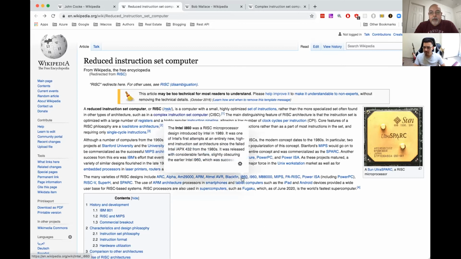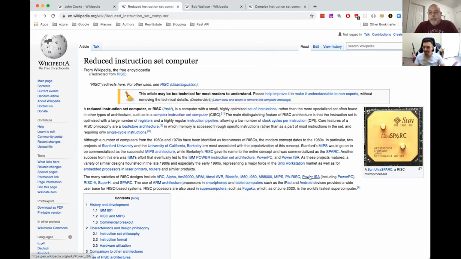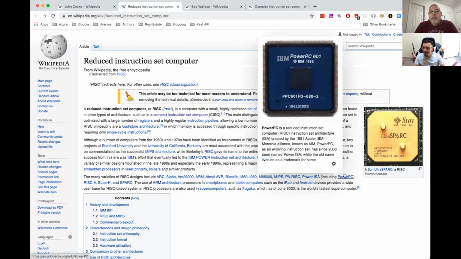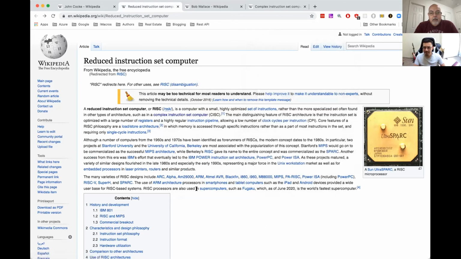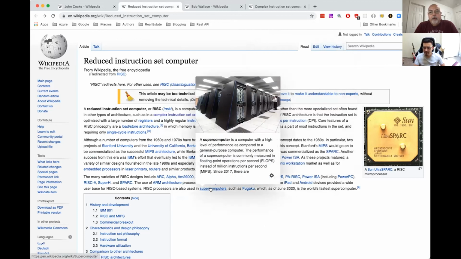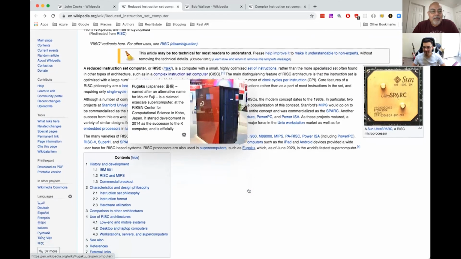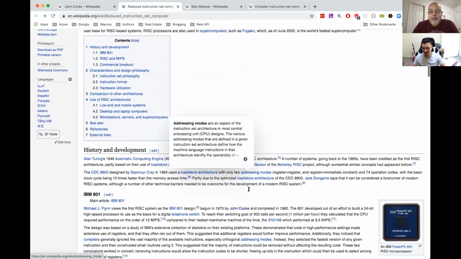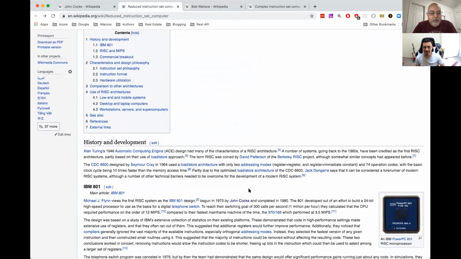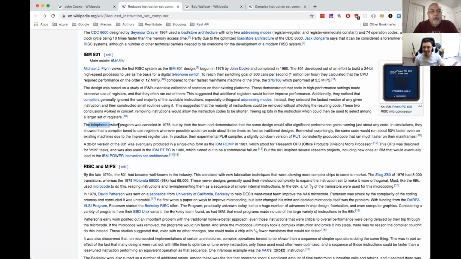The Blackfin, the 860, the 960, the 8800, the MIPS, Power ISA, including the PowerPC. RISC processors are also used in supercomputers. Wow. The Fugaku, which is, as of June 2020, the world's fastest supercomputer. Wow. Wow. That's cool. I hope I don't have it backwards. No, yeah, here you go. The telephone switch program.